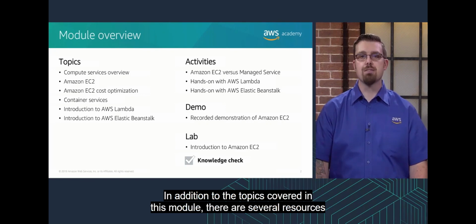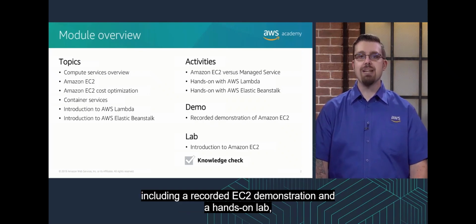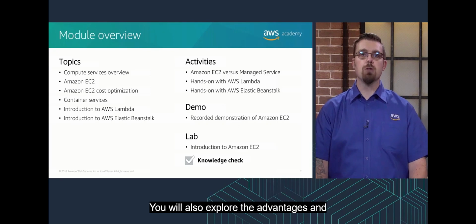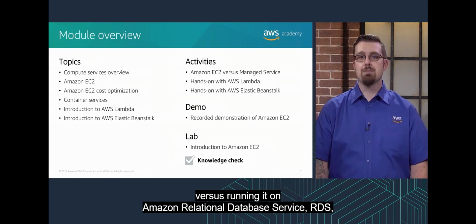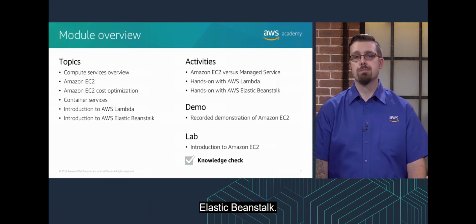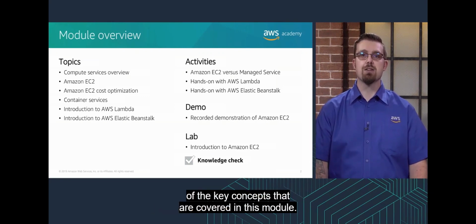In addition to the topics covered in this module, there are several resources available to further your understanding of the AWS compute services, including a recorded EC2 demonstration and a hands-on lab where you practice launching an EC2 instance from the AWS Management Console. You will also explore the advantages and disadvantages of running a database deployment on Amazon EC2 versus running it on Amazon Relational Database Service, RDS, as well as several activities where you will explore AWS Lambda and Elastic Beanstalk. Finally, there's a knowledge check that you will use to test your understanding of the key concepts that are covered in this module.